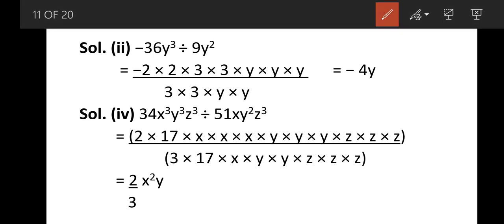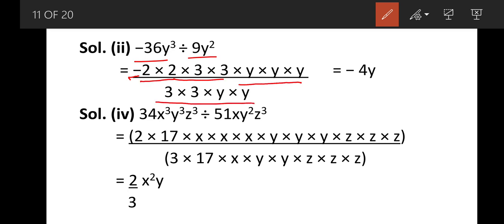So minus 36y raised to the power 3 divided by 9y square. I have written the factors of minus 36, as the minus sign will be written outside one time. So 2 into 2 into 3 into 3. And y cube was there, so y I have written 3 times.